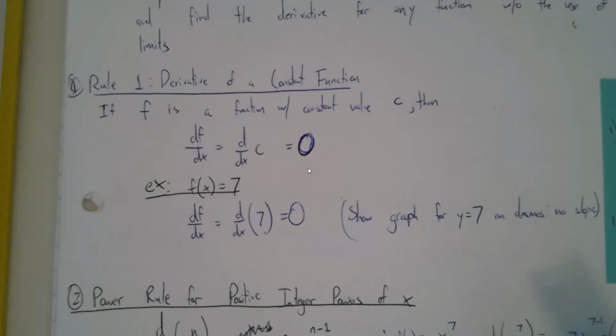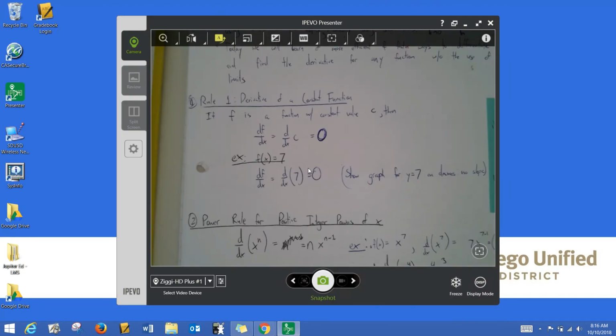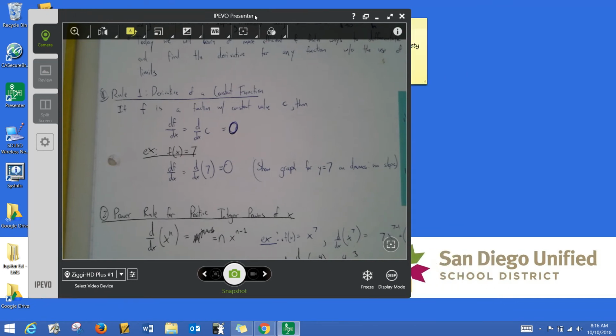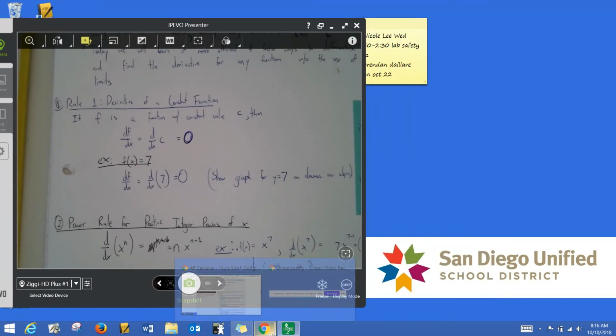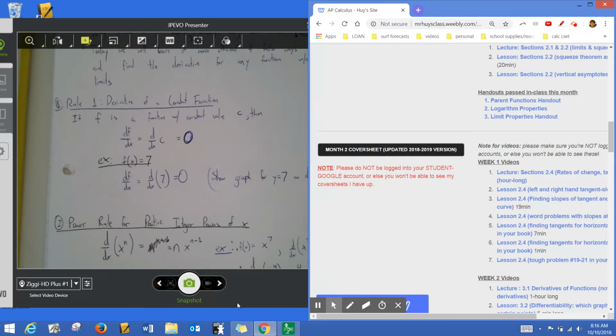And you don't have to write this weird thing where it says show graph for y equals 7 on Desmos. That's a note to myself, which I'll probably do right now. Don't worry, the notes are still going to be up. It's just I'm moving this window over here while I prepare another window to show you.